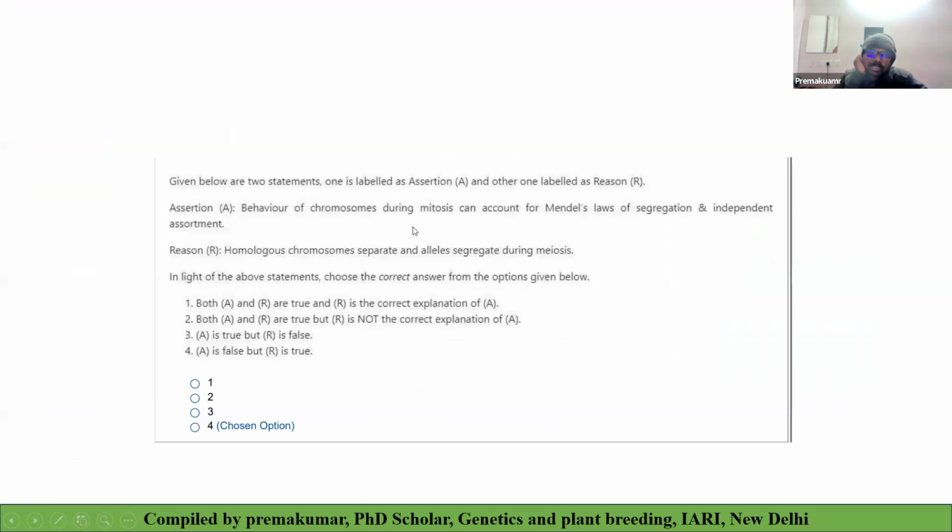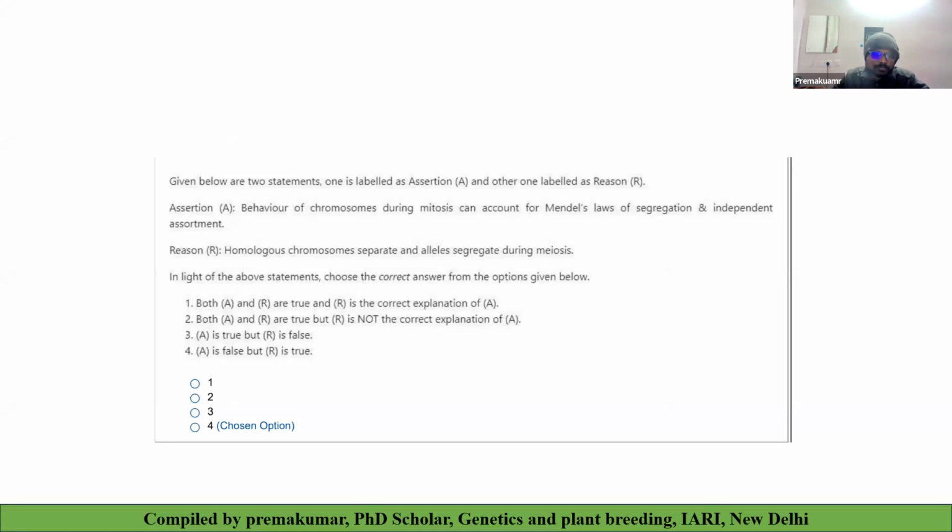This one you answered. The behavior of chromosomes during meiosis can account for Mendel's laws of segregation and independent assortment, and homologous chromosomes separate and alleles segregate during meiosis. Linkage and Option B, crossing over, sir. Yeah, because in mitosis it will not happen. Segregation and independent assortment will happen in meiosis, and homologous chromosomes separate and alleles segregate during meiosis.